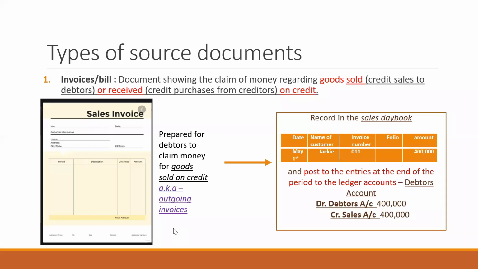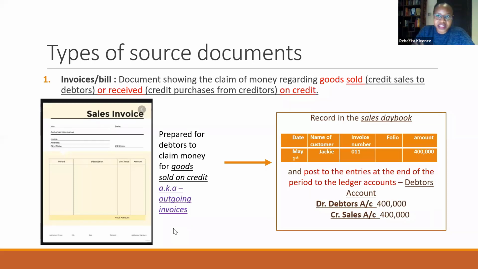Now, a sales invoice is prepared for debtors. When somebody comes to buy goods from you on credit, they become your debtor because instead of giving you cash, you have received an asset called a debtor, which can easily be liquidated into cash. So you give them what we call a sales invoice. This is also known as an outgoing invoice, so it is going out of the business to a third party or a second party, whatever you would like to call it. How do we record this particular transaction?